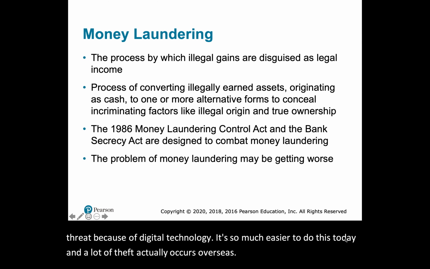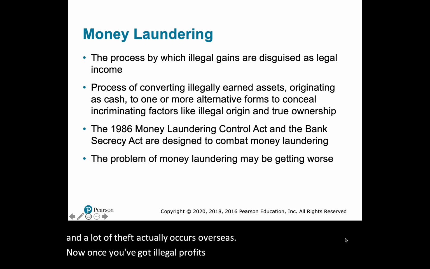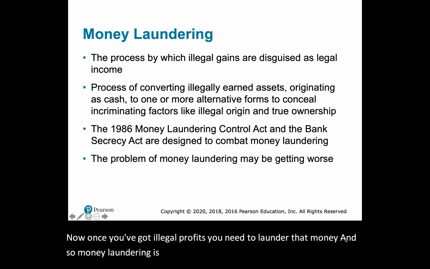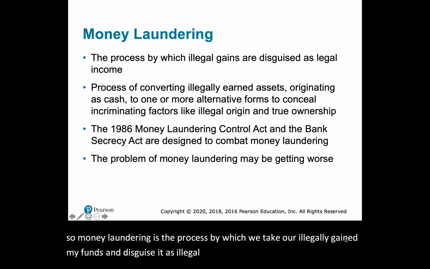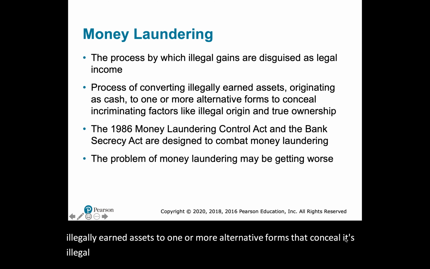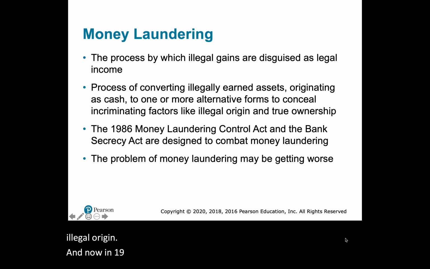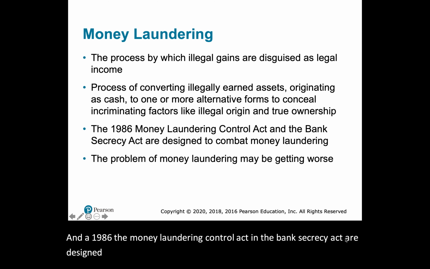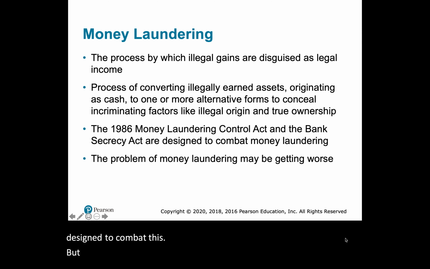Now, once you've got illegal profits, you need to launder that money. Money laundering is the process by which we take our illegally gained funds and disguise them as legal income. We want to convert those illegally earned assets to one or more alternative forms that conceal their illegal origin. In 1986, the Money Laundering Control Act and the Bank Secrecy Act were designed to combat this. But the problem of money laundering may actually be getting worse.